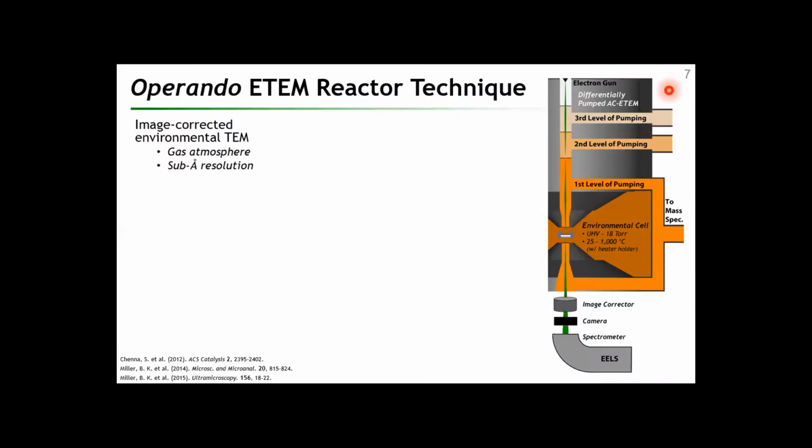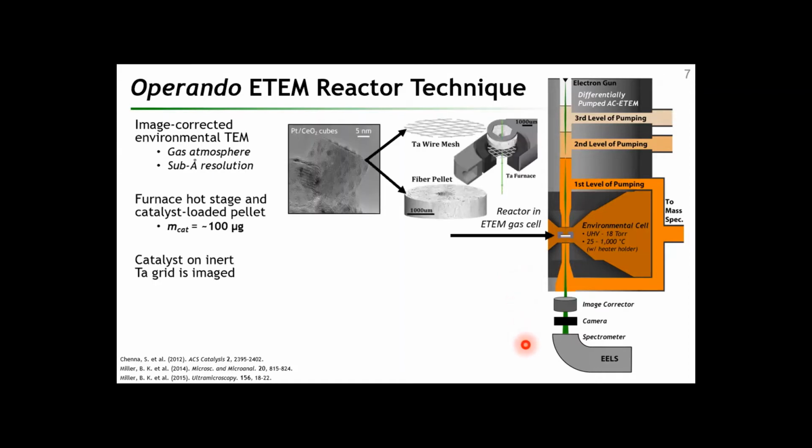This is a schematic of an environmental transmission electron microscope, where we do these experiments. It allows us to put gas in the region around the sample. And the type of reactor that we use includes this furnace with a catalyst-loaded pellet.